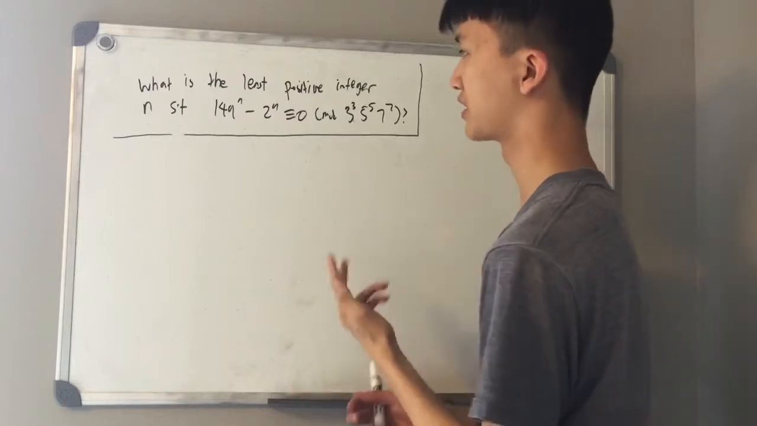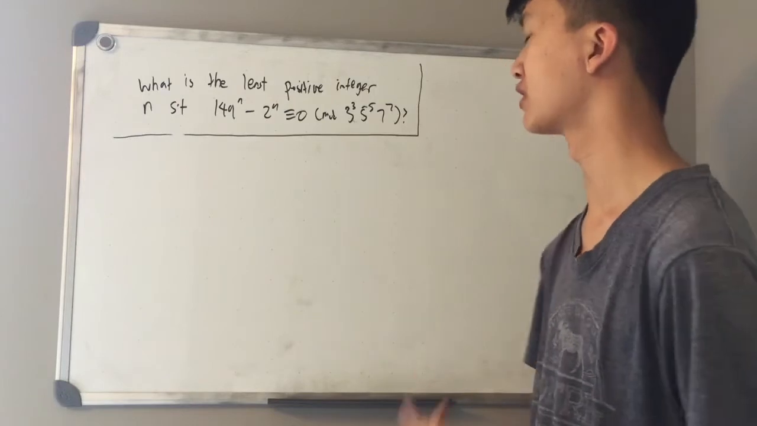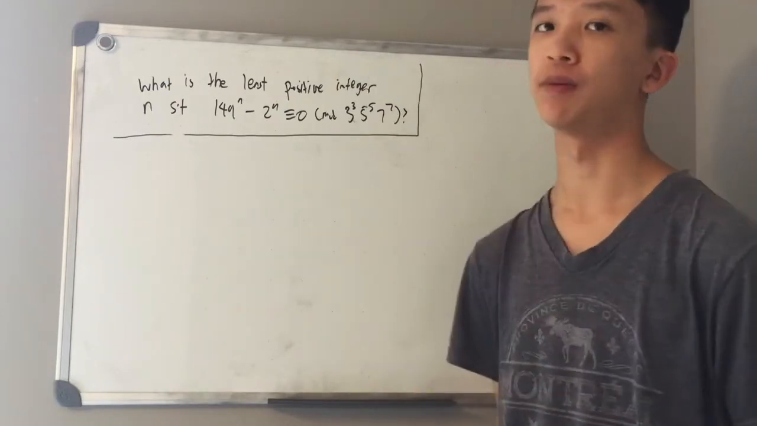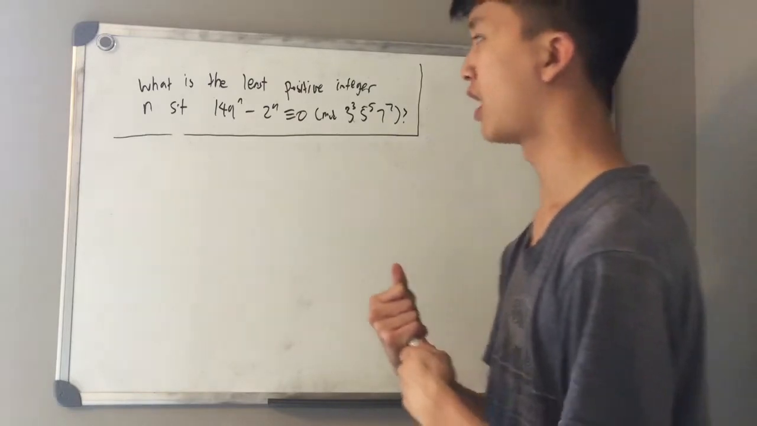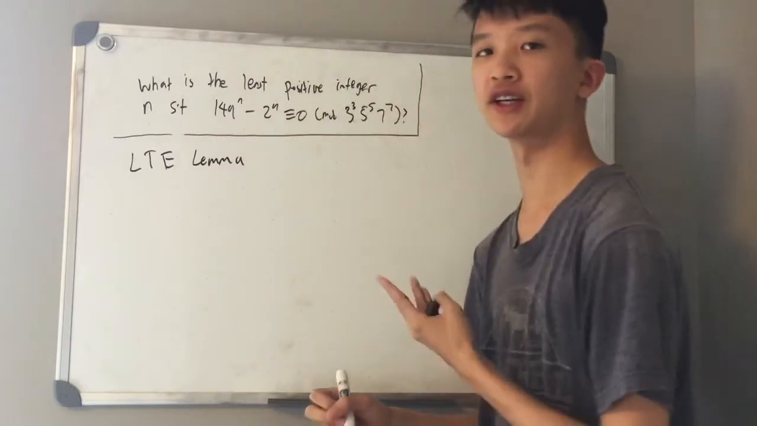What is the least positive integer n such that 149 to the power of n minus 2 to the power of n is congruent to 0 mod 3 to the power of 3, 5 to the power of 5, 7 to the power of 7? So, to solve this problem, I'm going to introduce something called the LTE lemma, or lifting the exponent lemma.